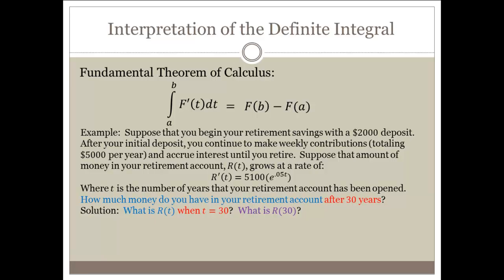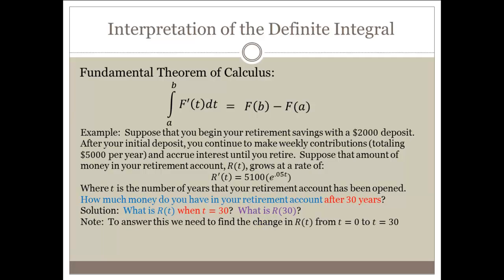Notice the difference between this question and the question we asked in the last part. In the last part, we wanted to know how much R changed, but here we want to know what R is. But by knowing the rate of change, the fundamental theorem only allows us to figure out how much a function changes.